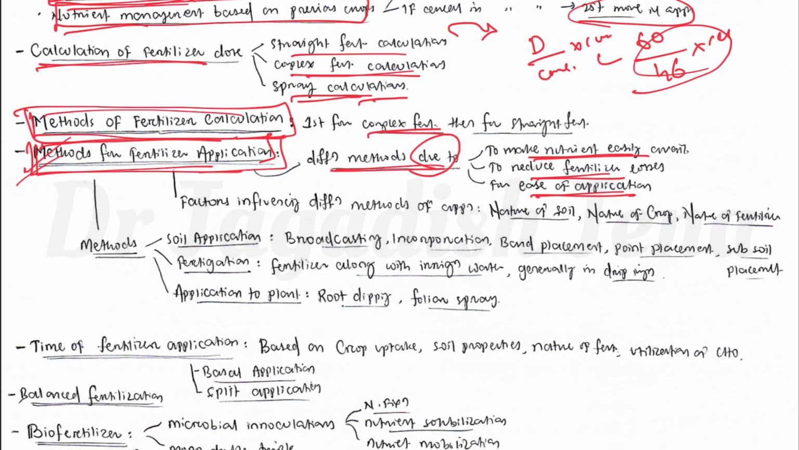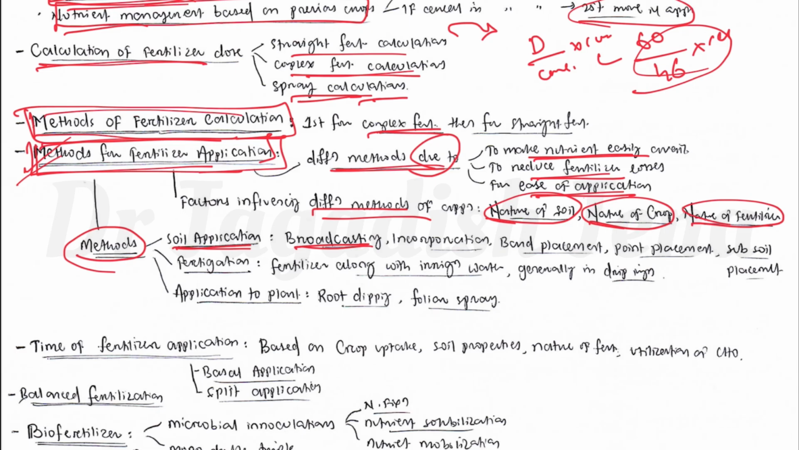So what are the factors influencing different methods of fertilizer application? Like nature of soil, which type of soil it is; nature of crop, which species we are growing; and nature of fertilizer, which type of fertilizer it is. These parameters actually affect what method we should follow for fertilizer application. For example, soil application. In soil application, we have broadcasting. Suppose it is a water and citric acid insoluble phosphate fertilizer like rock phosphate. We need to apply it through broadcasting.